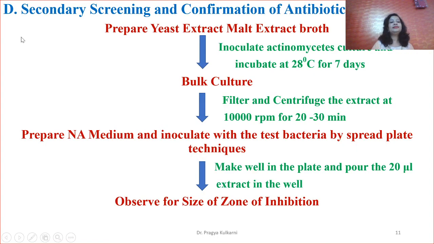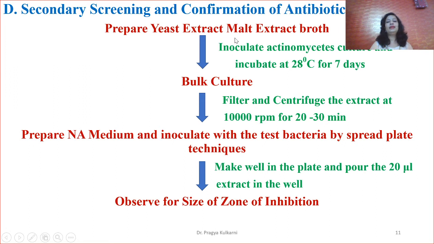The next part is secondary screening and confirmation of antibiotic production. Out of all the pure cultures which are subjected to primary screening, some cultures show total inhibition or total retardation. So these cultures are selected as potential antibiotic producers, and they are subjected to secondary screening and confirmation.